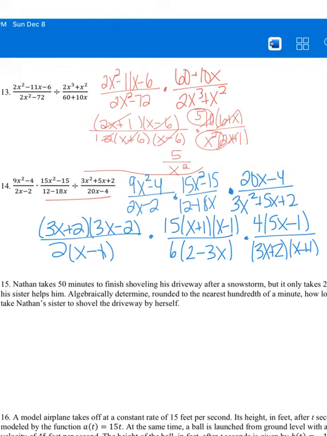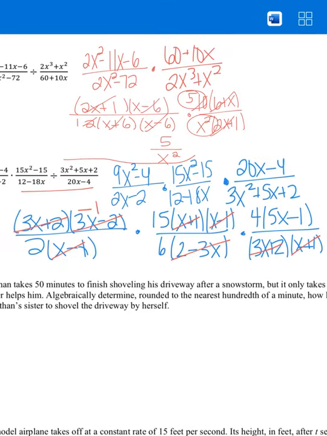And now we cancel things out. So 3x plus 2 cancels with a 3x plus 2. 3x minus 2 and 2 minus 3x cancel with a negative 1 left over. X minus 1 cancels. X plus 1 cancels. And that's it for your polynomials. Your coefficients, you can do it after if you want, or you can start doing it now. So I'm going to do some of it now.